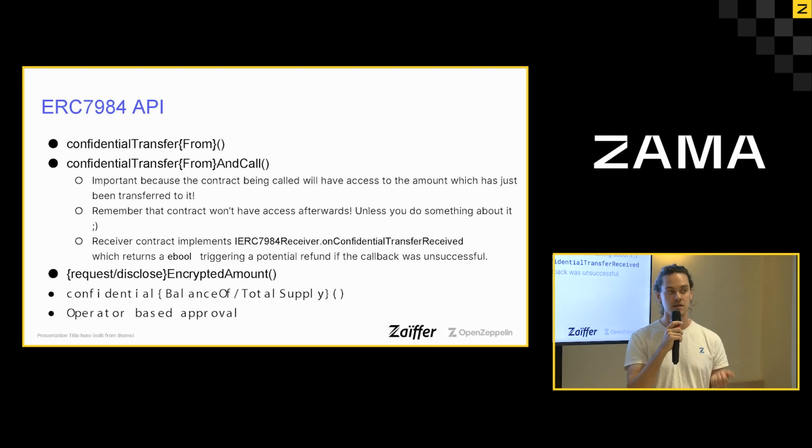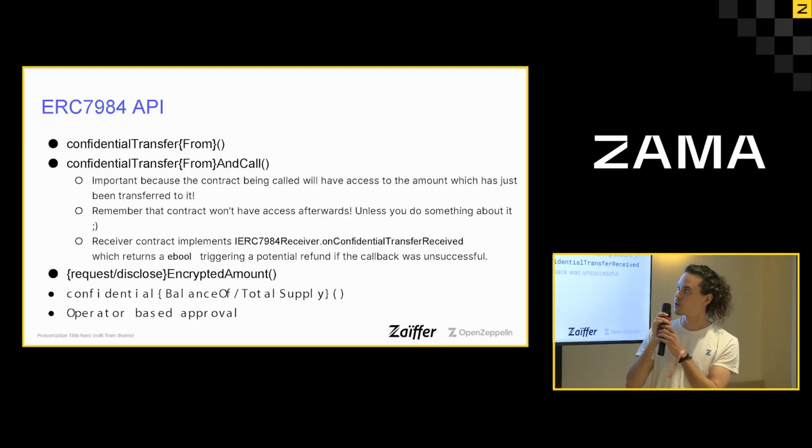Notably, the sender and receiver are in plain text, and this is for compliance purposes, so that you can prove you're not sending to bad actors on chain, but also so that event emissions in block explorers can be logged. It still emits the Transfer event. There's also confidentialTransferAndCall.